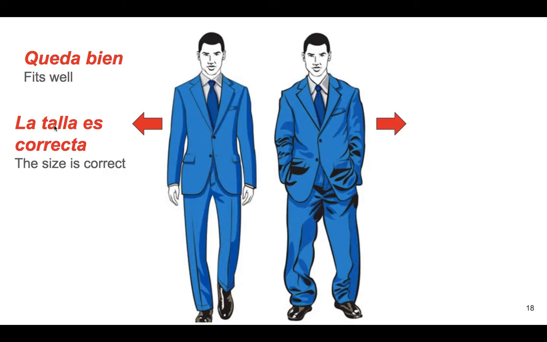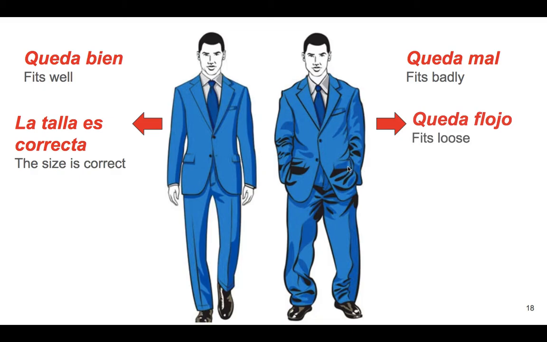Entonces, si la talla es correcta, el traje queda bien. Si la talla es incorrecta, queda mal. Right? Queda mal. Pero si la talla es correcta, queda bien. Entonces el traje del chico queda flojo. Okay, el traje del chico queda flojo. Queda bien, queda mal y queda flojo.